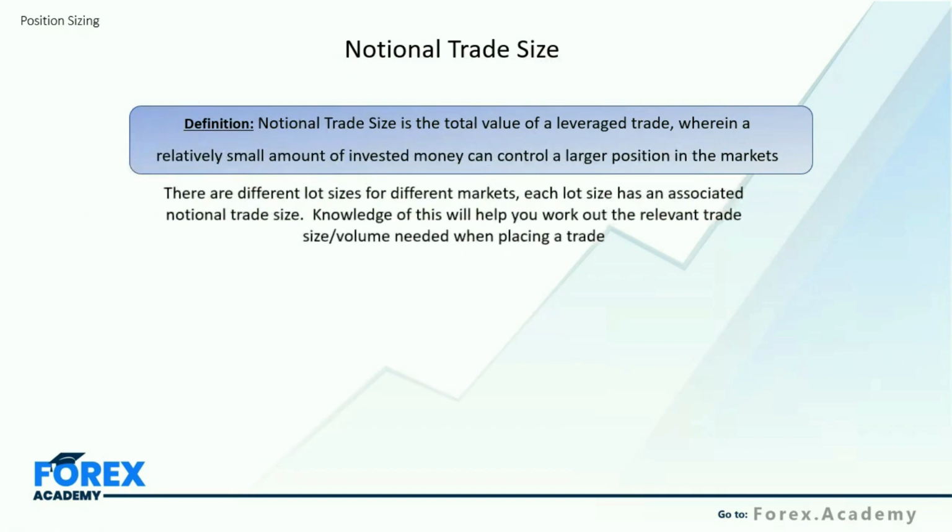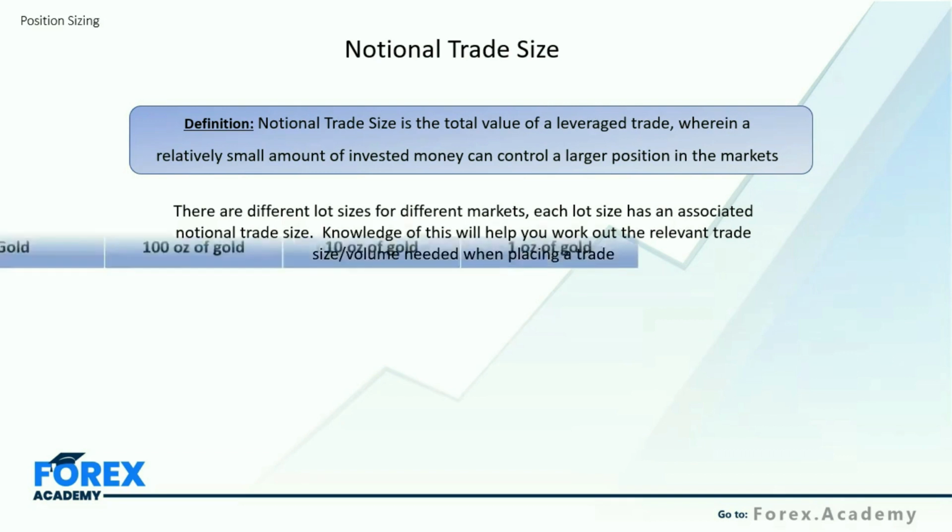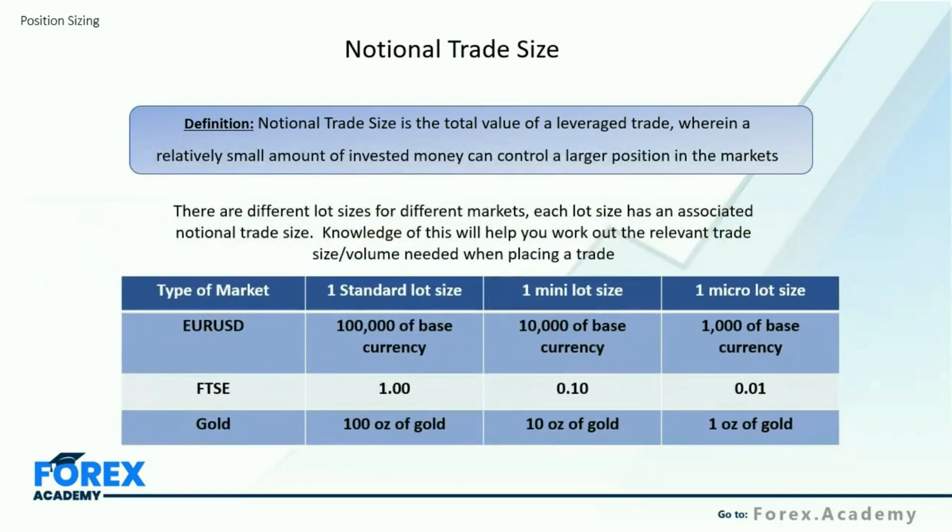So there are different lot sizes as a result for different markets. Each lot size has an associated notional trade size. And just knowledge of this will help you work out the relevant trade size or volume needed when you happen to be placing a trade. So we'll very quickly review these different markets, the same three markets that we were looking at previously. We're talking about the euro dollar, the FTSE, and the gold.